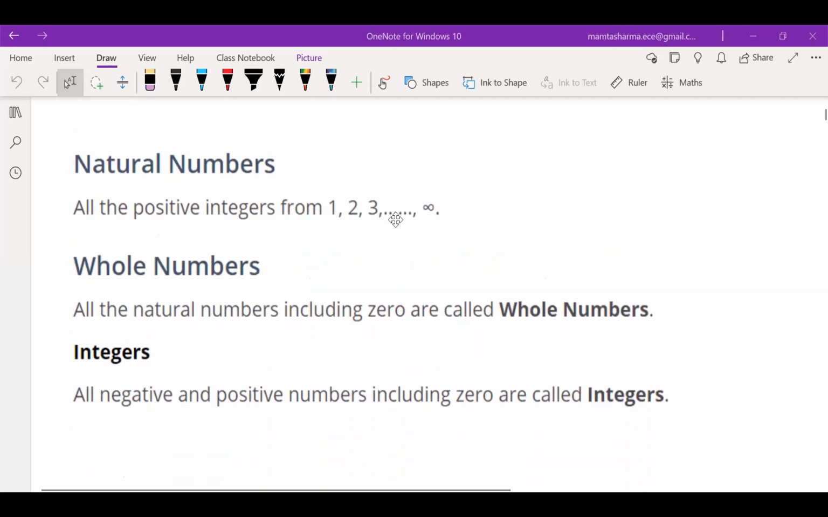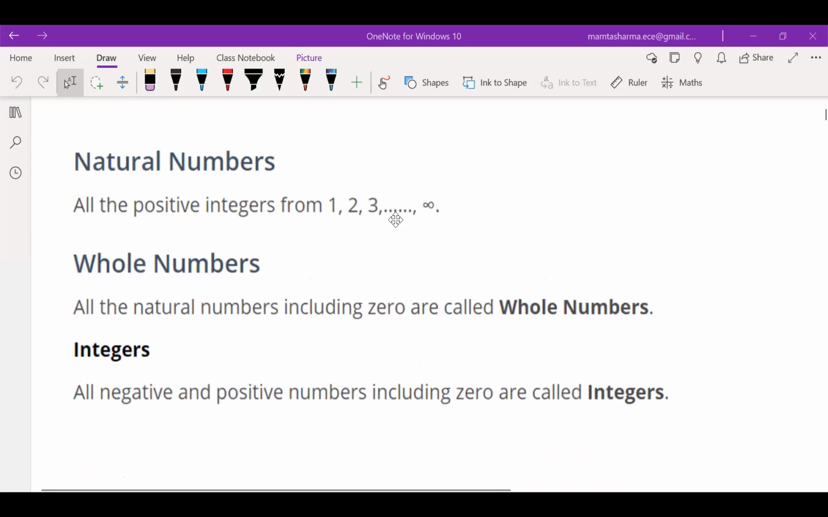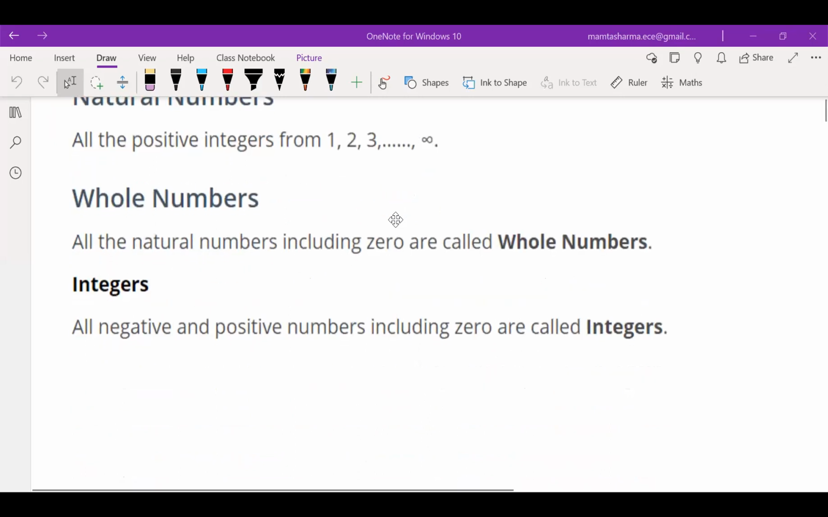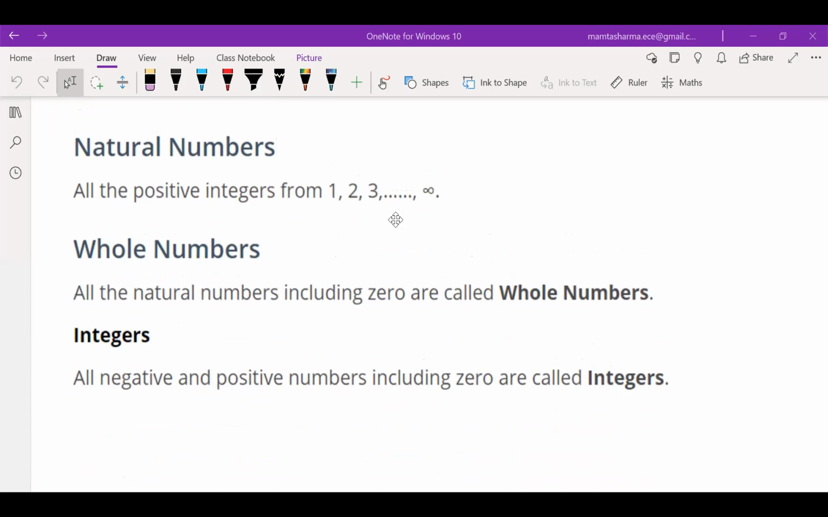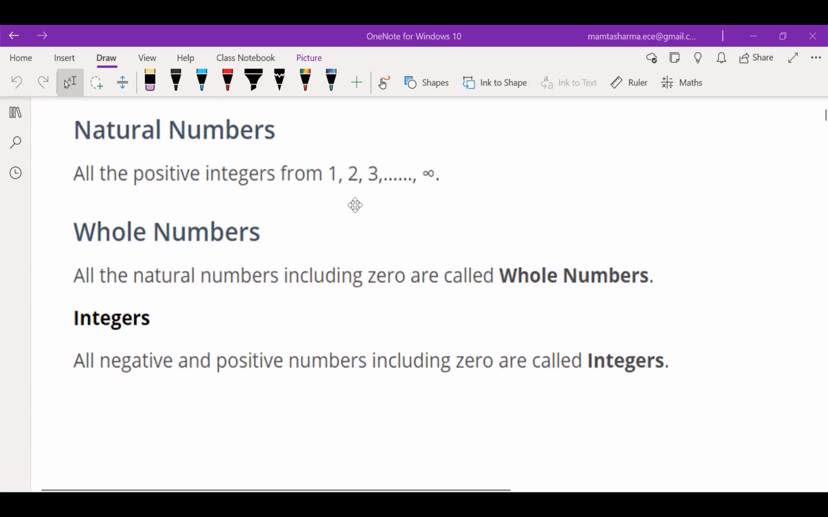Okay. So I think you all might be aware of these numbers. There are a few numbers which are defined in your maths, that is natural number, whole number, integers, and rational numbers. Okay. So do you know what is a natural number? Of course you know. This is very simple. Yes, ma'am. A natural number starts from 1, 2, 3 up to infinity.